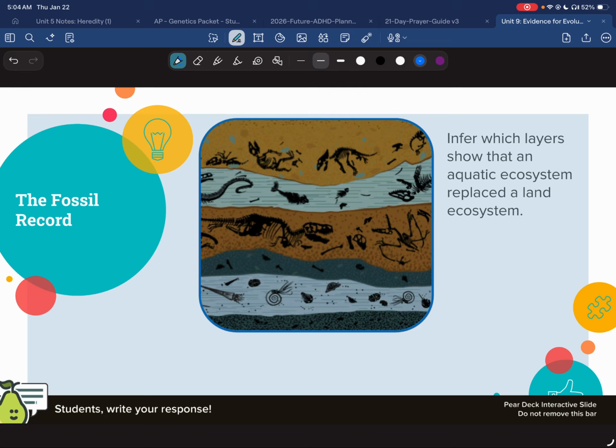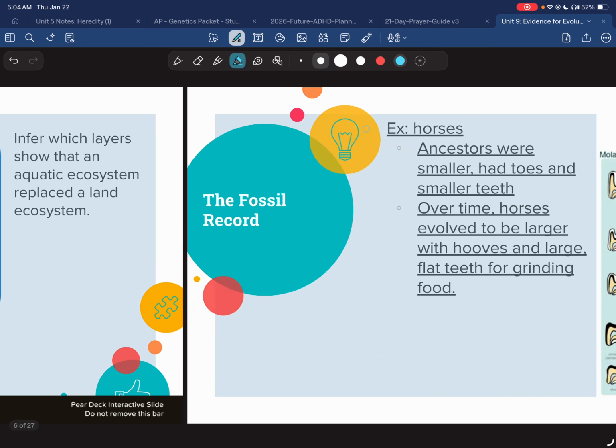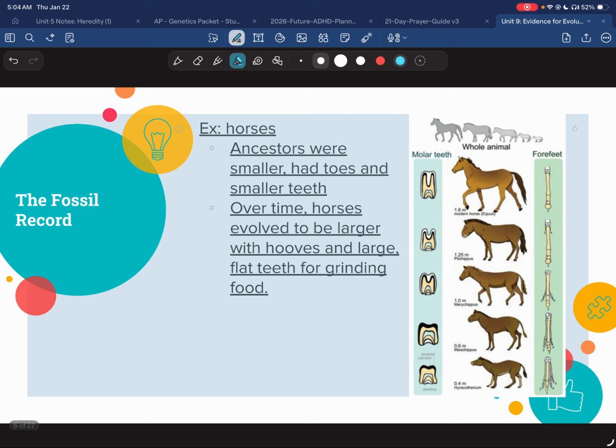So it says, which layers show aquatic ecosystems. If we look here, we can see we've got fish here. So this was when it was water, and then these guys probably is when it was water, right? Okay. All right, so an example of how we use the fossil record.